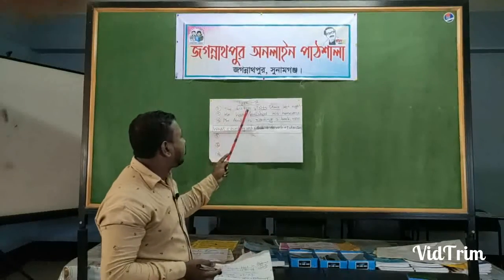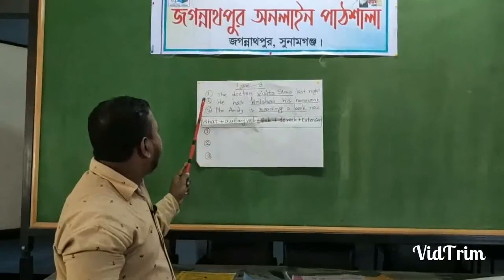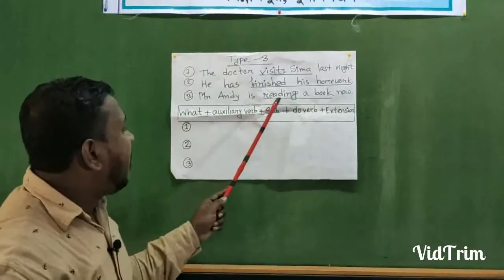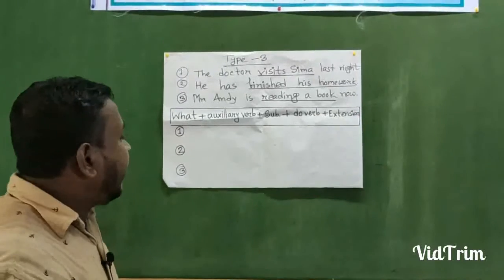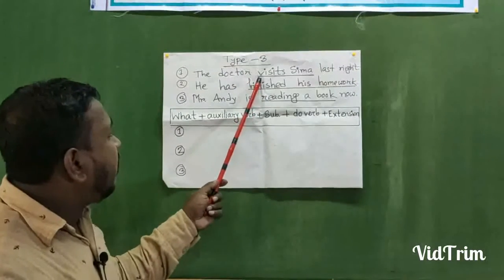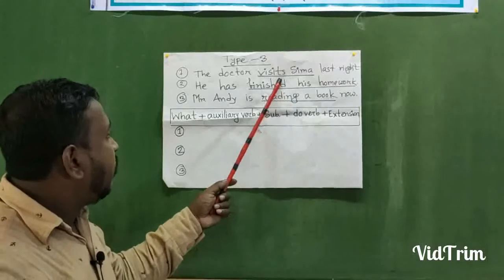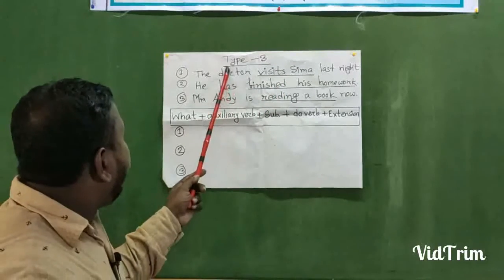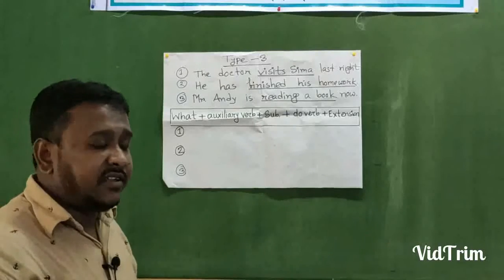The first sentence: The doctor visits Shima last time. Two: He has finished his homework. Three: Mr. Andy is reading a book. Now, here you notice the underline includes main verbs. So this type of sentence we have to take as a type 3 sentence.